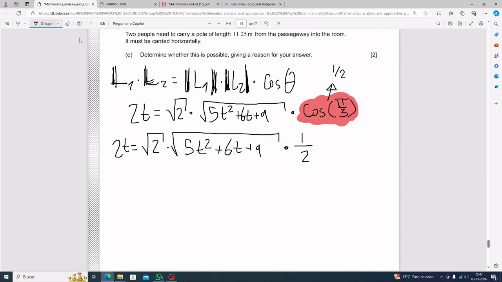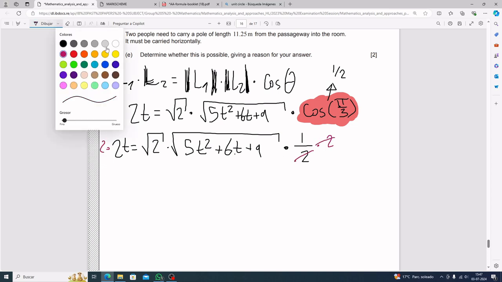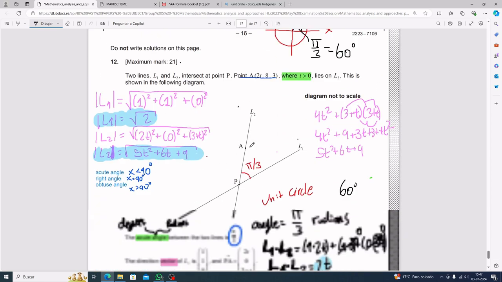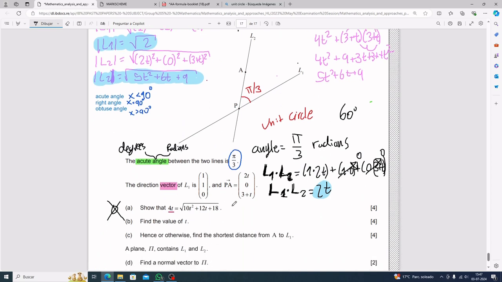So if we go ahead and do that, we would have to multiply 2 to both sides. This goes away with this. You do end up with 4t equals square root 2 times square root of 5t squared plus 6t plus 9. Now, how do we go from there to what we have over here? Well, it's not simple, but it's just how square roots behave.